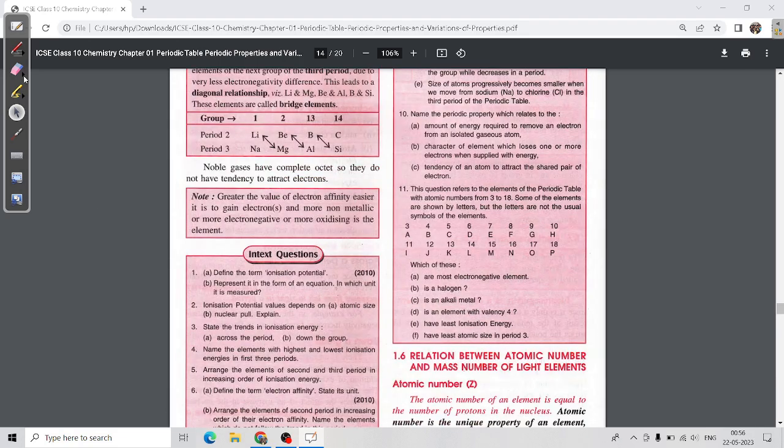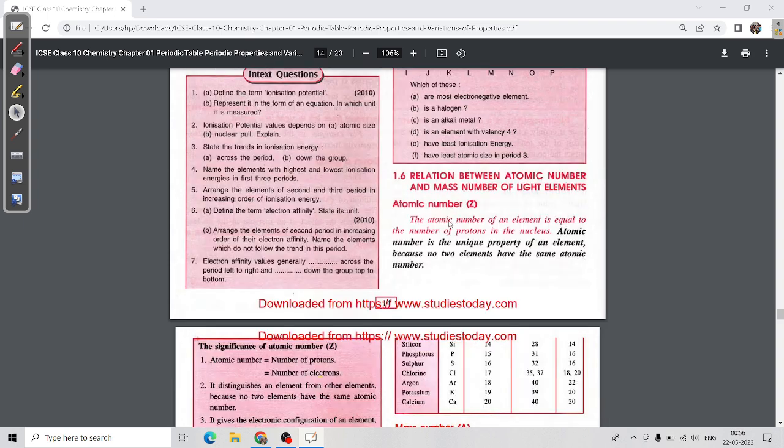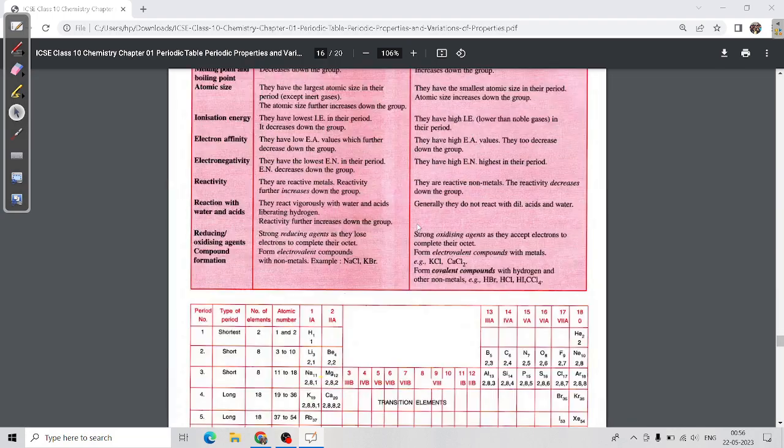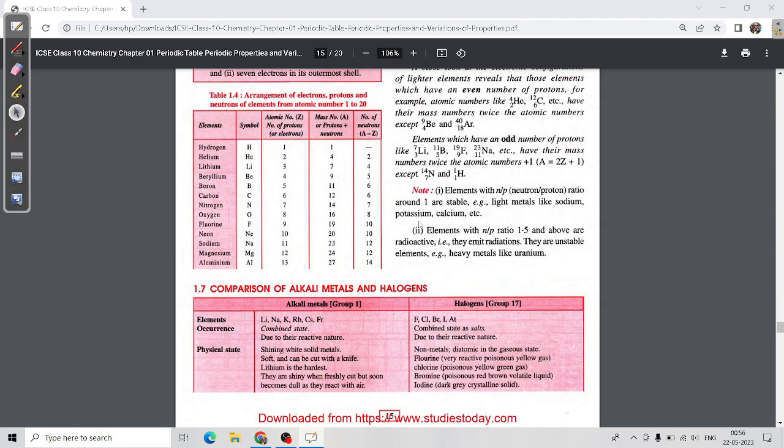This in-text question you can do on your own, or you can check the solutions on my channel. Now these atomic numbers and mass numbers are very easy. You can do them on your own, because it is an eighth standard topic, and I will just explain this. You have to just remember one thing.